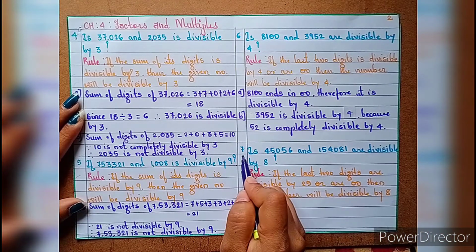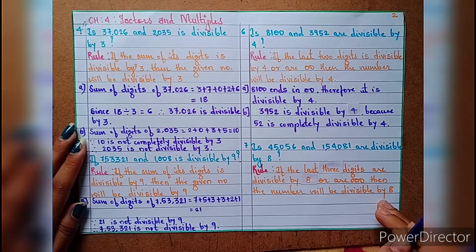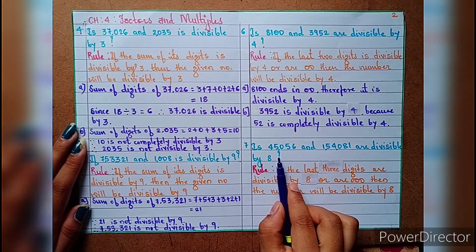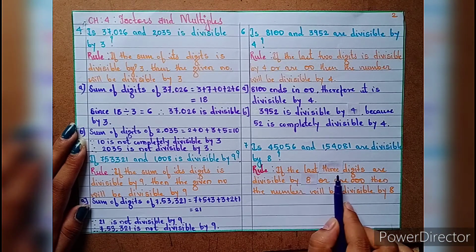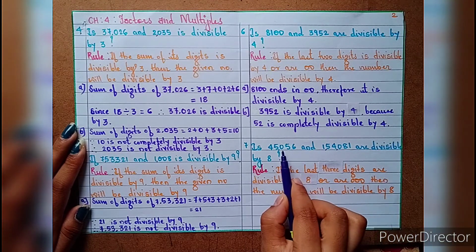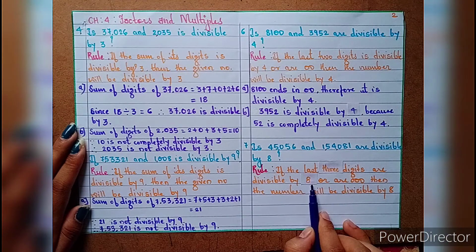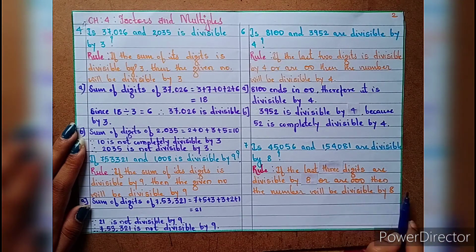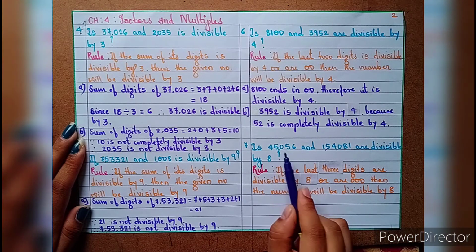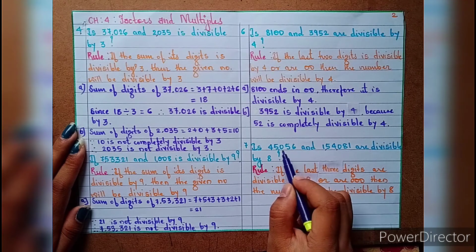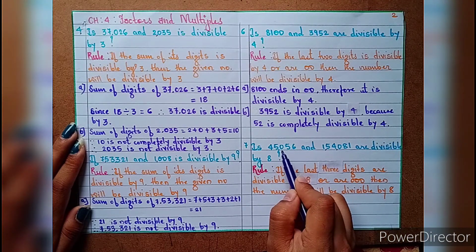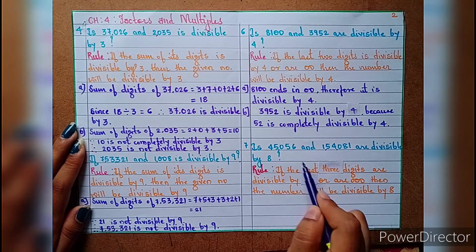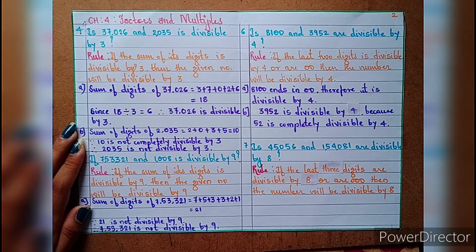Let's see question 7. Are 45,056 and 1,54,081 divisible by 8? Let's see the rule. If the last three digits are divisible by 8 or are 0, 0, 0, then the number will be divisible by 8. So first we shall see the first number, 45,056. Here the last three digits are 56, and you know that 56 is divisible by 8. Therefore, this number is divisible by 8.